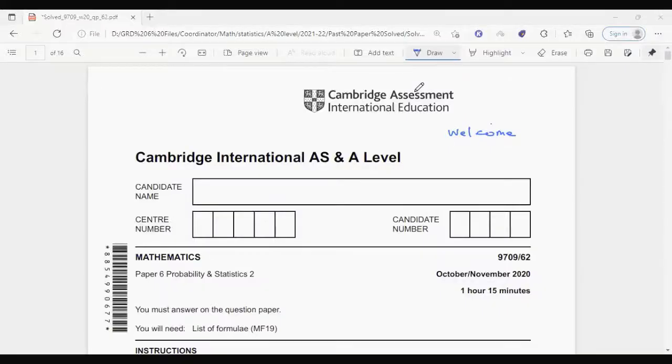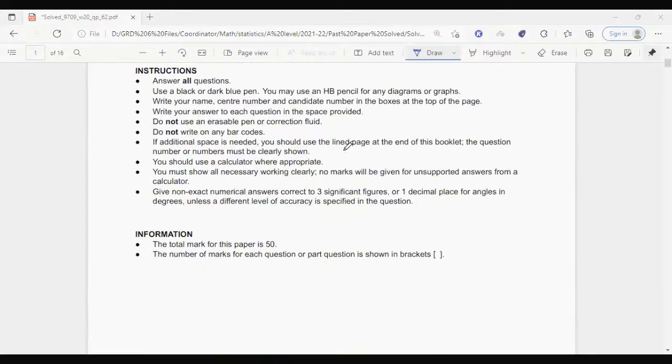To another session of past paper discussion. Today we are going to discuss October November 2020, the second variant 62. Let's move on to the first question.